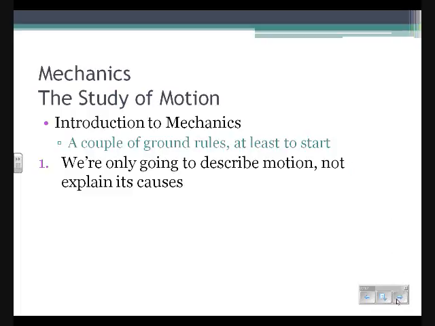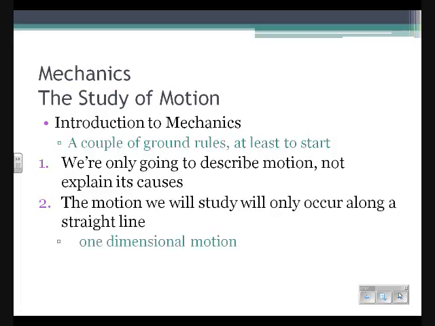Next, the motion that we're going to study will only occur along a straight line, one-dimensional motion. If you think about, from math class, a coordinate plane, x-axis, y-axis, is 2 dimensions, the x dimension and the y dimension. Right now, we're only going to start in 1 dimension. It's a lot easier to handle mathematically. So we're going to start there.